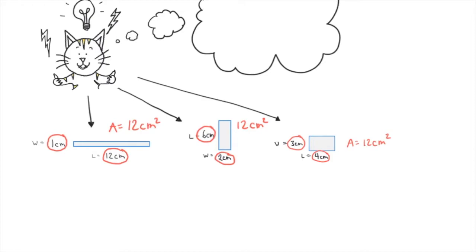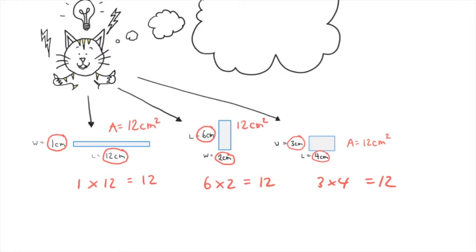I bet you've already noticed that 1 times 12 equals 12, that 6 times 2 equals 12, and that 3 times 4 equals 12. And if you didn't notice it before, I bet you can see it now. What we have here is a formula that can tell us the area of any rectangle or any square. And remember, a square is just a specific kind of rectangle.